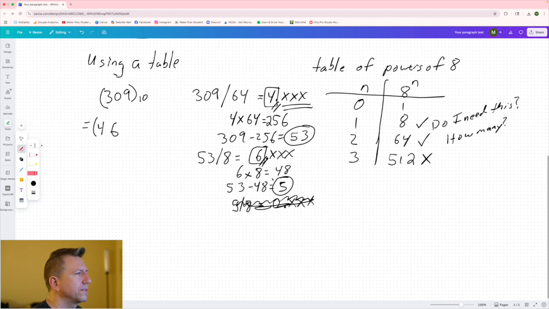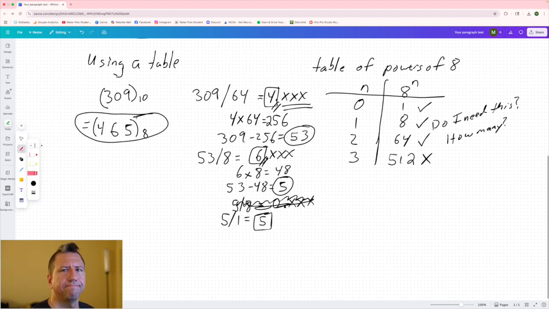Okay, so we're back to our table now. We have 5 to account for. So do I need an 8 to account for that 5? No. So 5 is less than 8, so I need some 1s. How many 1s do I need? Well, if I take that 5 divided by 1, we just get 5. And so that is our answer for our last digit, 465, base 8.